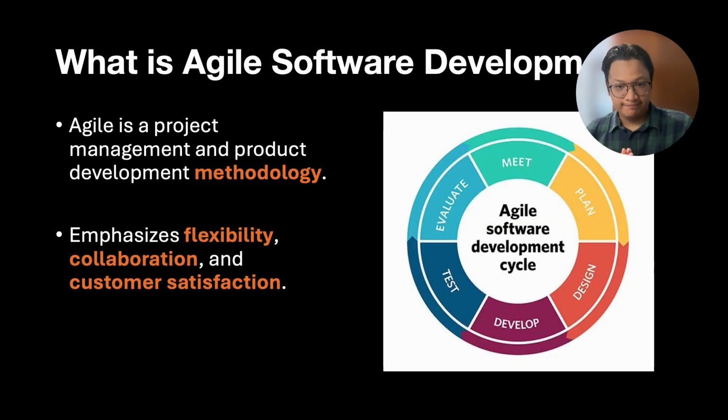First thing first, we need to understand about the Agile software development itself. Agile is a project management and product development approach that emphasizes flexibility, collaboration, and customer satisfaction. Unlike the traditional waterfall approach, which follows a linear and sequential process, Agile software development embraces an iterative and flexible approach, allowing teams to adapt to change and deliver value incrementally.